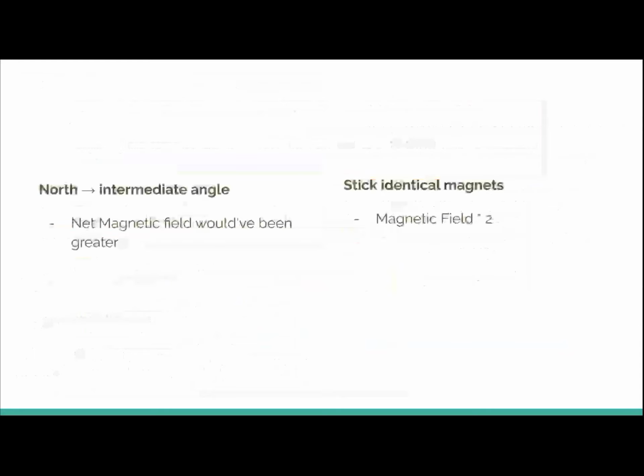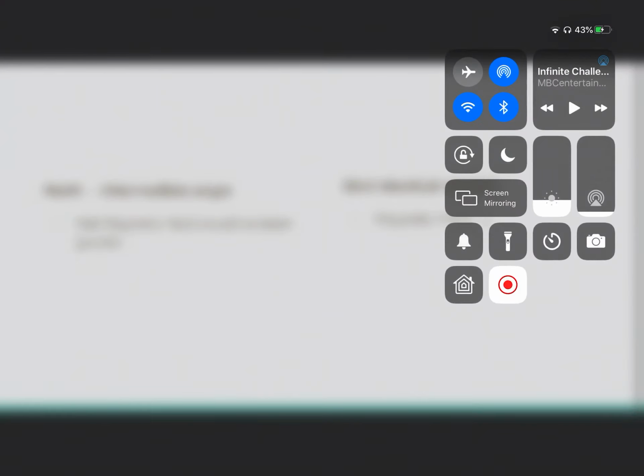If two identical magnets were stuck together end to end, the magnetic field would increase twice due to superposition. That's it for my presentation, and thank you for listening.